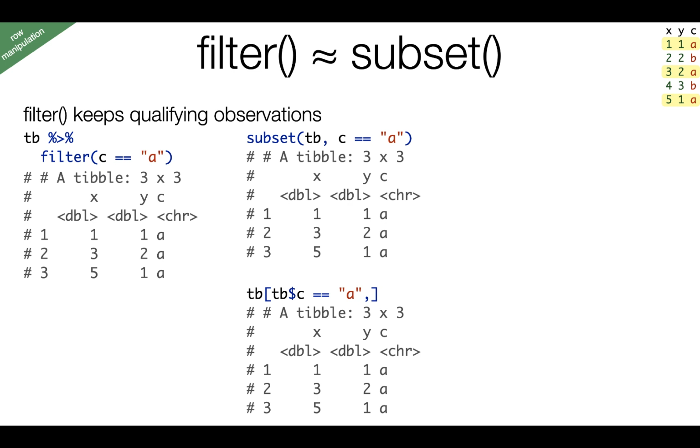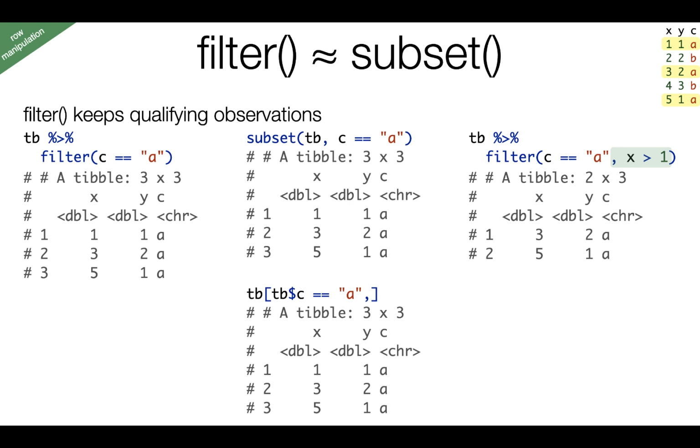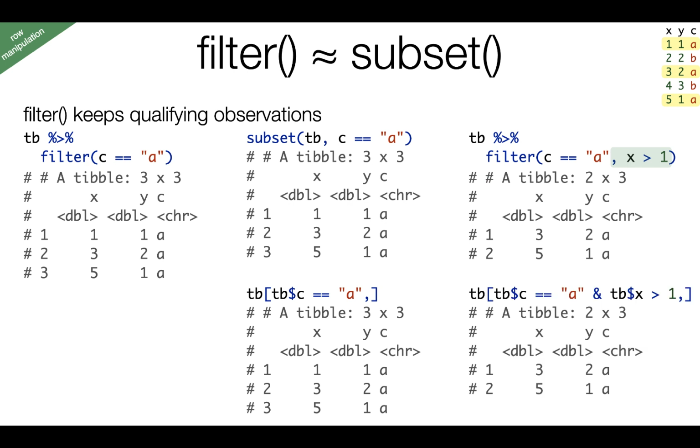In addition to subsetting just with one variable, you can actually subset based on many conditions just by putting commas between them. So here I'm saying take the tibble TB and filter out all the rows where C is equal to A and X is greater than 1. The result, of course, is this tibble. Now think about how you would do that if you were using ordinary row subsetting using logical vectors. You would actually have to dereference the tibble twice, and then you would conjoin those with an ampersand.